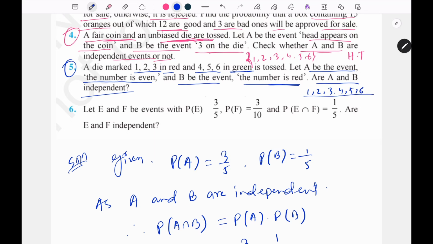So first write what is the sample space and what are the given in the question. So write the sample space is.